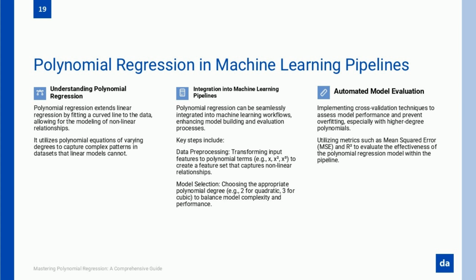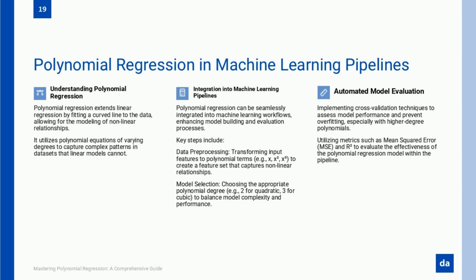To optimize polynomial regression models, hyperparameter tuning is used to find the best polynomial degree and regularization strength. In machine learning pipelines, this is typically done using grid search or randomized search cross-validation, where different polynomial degrees and regularization parameters, such as those used in ridge or lasso regression, are tested systematically. Cross-validation ensures that the selected polynomial model generalizes well to new data by testing it on different subsets of the dataset. Once the model is trained, the next step is automated model evaluation.